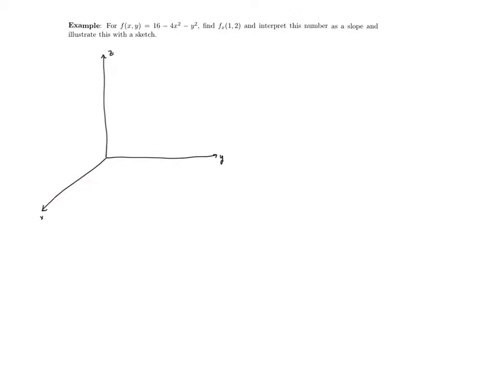We are now going to finish up this discussion of the interpretation of the partial derivative by looking at a nice concrete example. For the function given by 16 minus 4x squared minus y squared, let's find and interpret the value given by the partial derivative with respect to x at the point 1, 2. And the first thing I want to do is just try to sketch the graph of this function of two variables. And note, z equals 16 minus 4x squared minus y squared is a familiar object. It's a paraboloid.